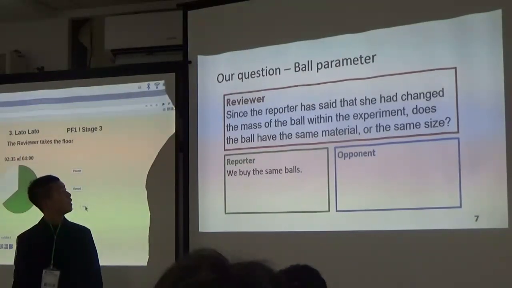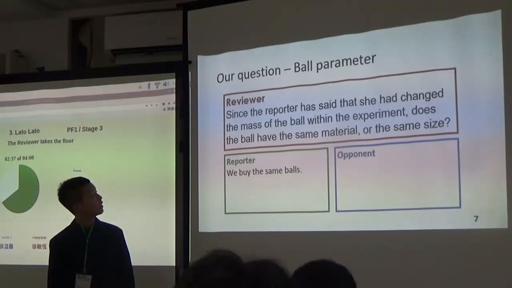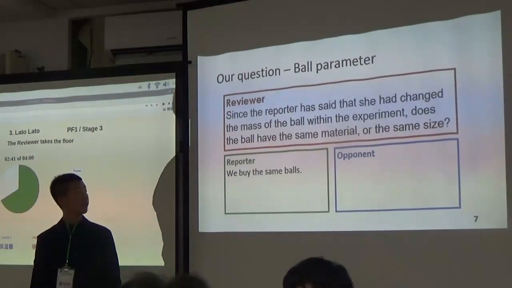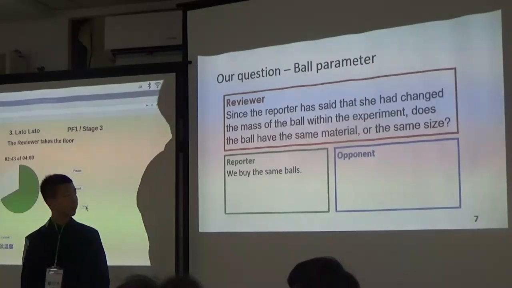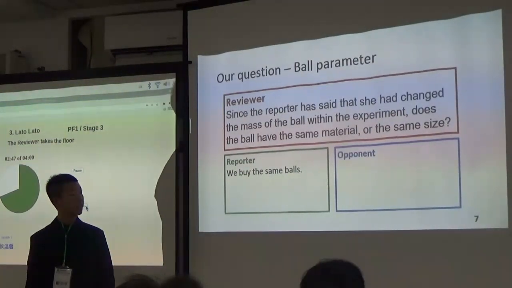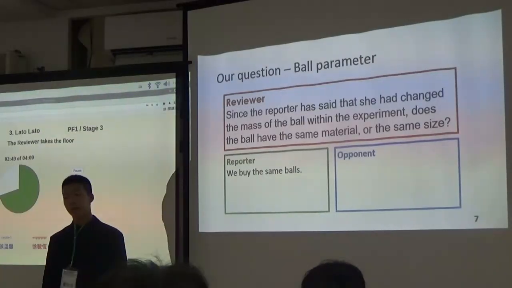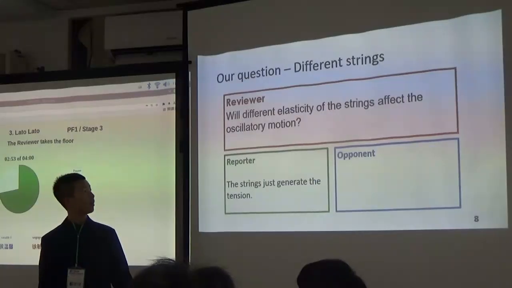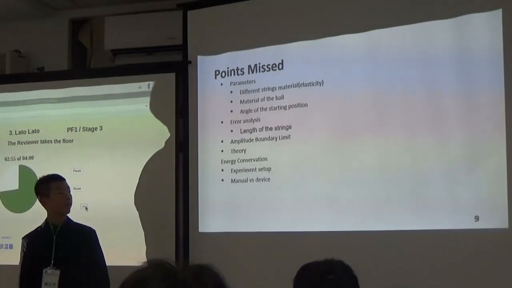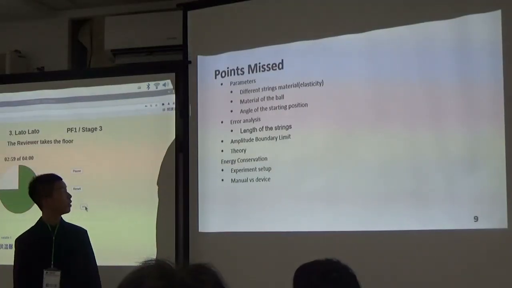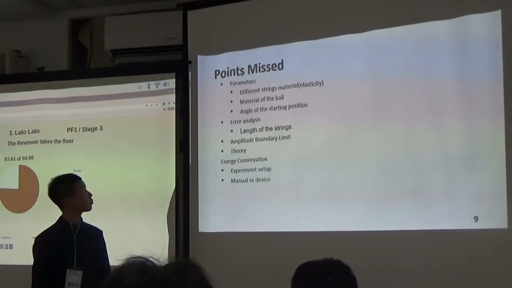And the reviewer also asks that since the reporter has changed the mass of the ball in the experiment, does the material and the size of the ball change? And the reporter thinks they are all the same. However, the reviewer doesn't think they can change the mass of the ball while maintaining volume and material at the same time. It is impossible. Last is the points missed.